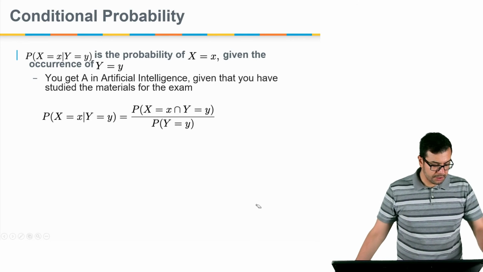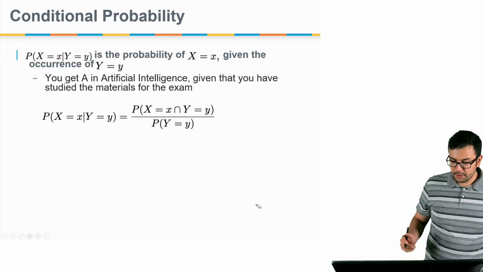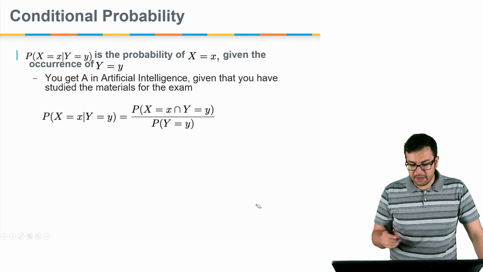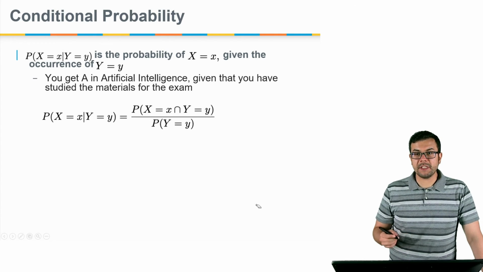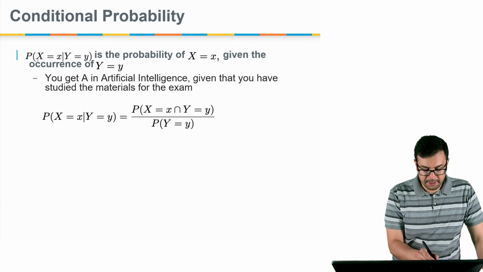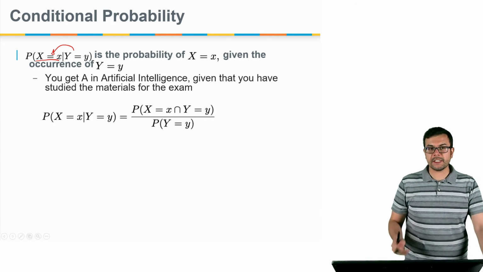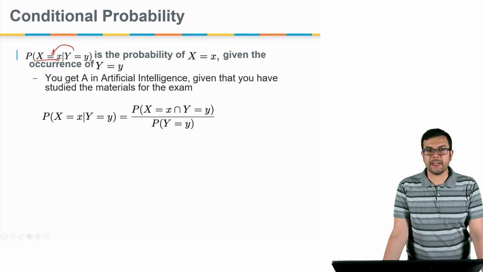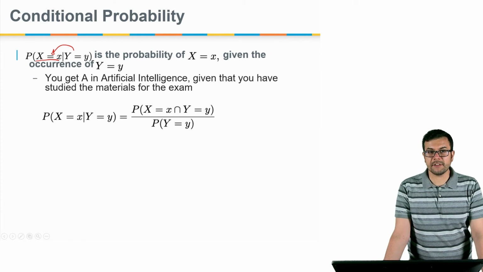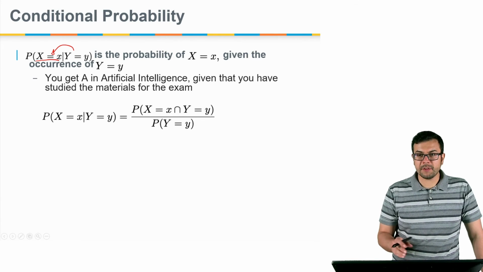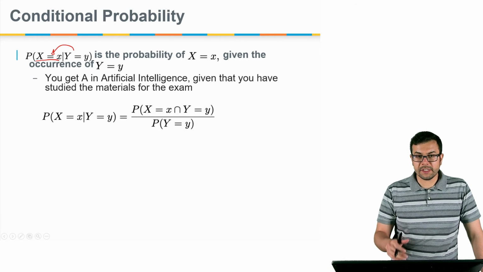Now let's think about conditional probability. A conditional probability is the probability of an event happening given the occurrence of another event. That means that the happening of the first event is somehow related to the second event. For instance, the probability of you getting an A in artificial intelligence given that you have studied the material for the exam are dependent on each other. To calculate that probability, you have to calculate the intersection between those two events happening over the second event happening.